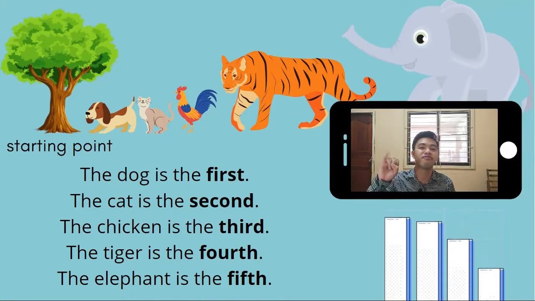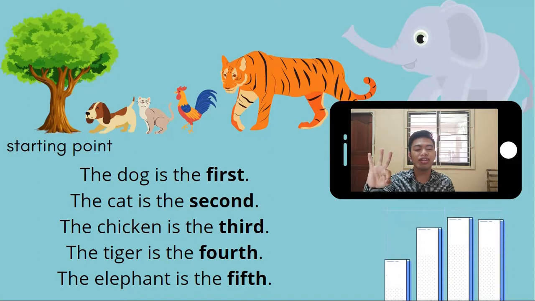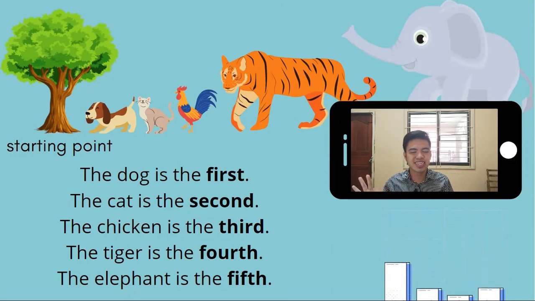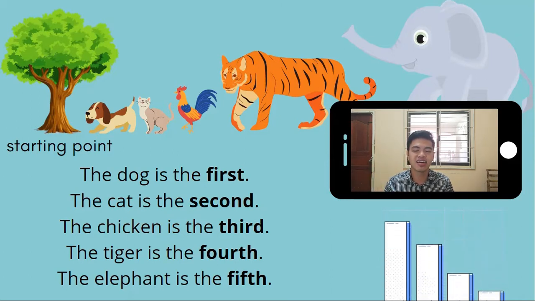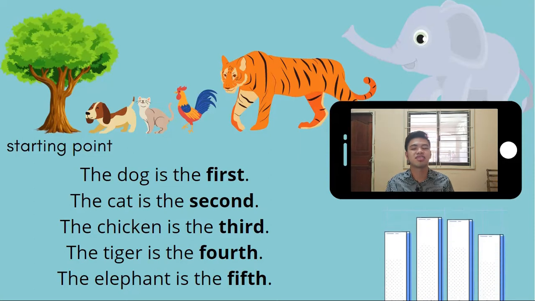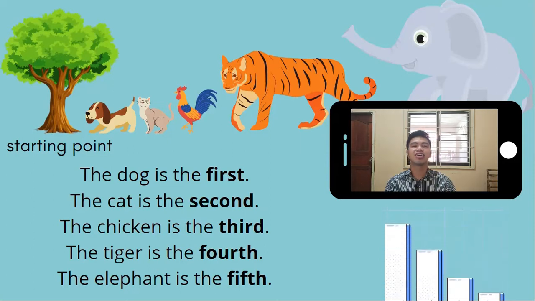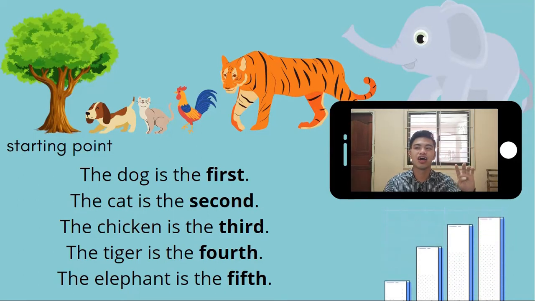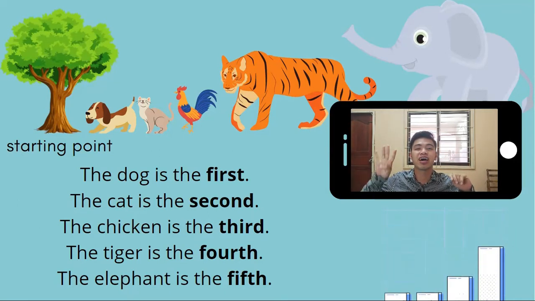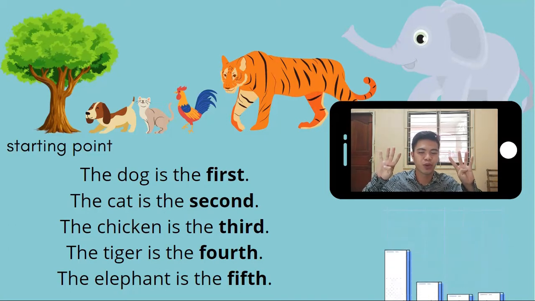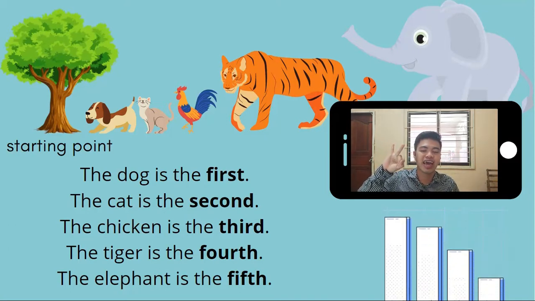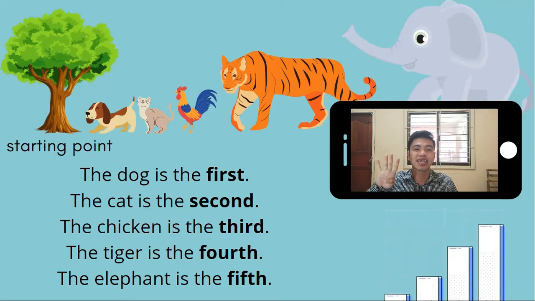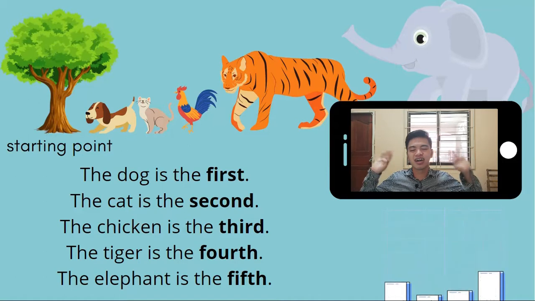So we already have first, second, third, and then what is going to be the next one? So the next one is the tiger. The tiger is next to the chicken. Therefore, the tiger is the fourth. Say fourth. Okay, we have 4 and it becomes fourth. Okay, we have first, second, third, and then fourth. Okay? Did you get it so far?